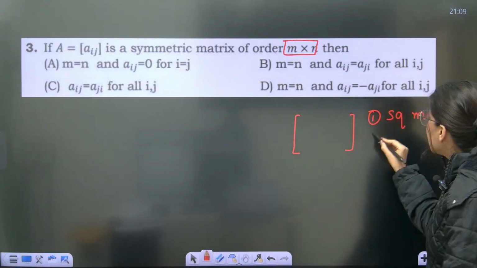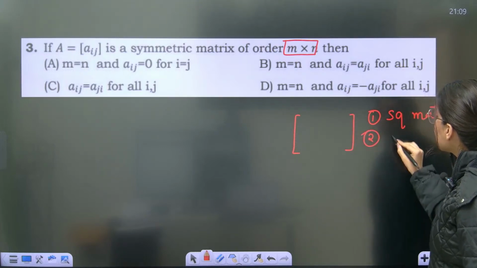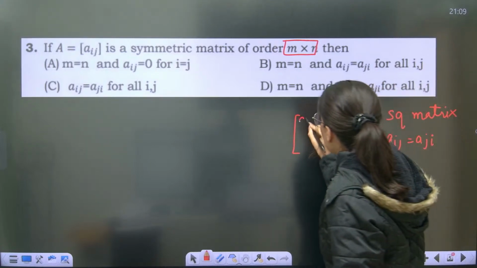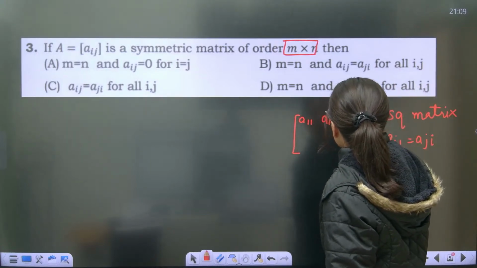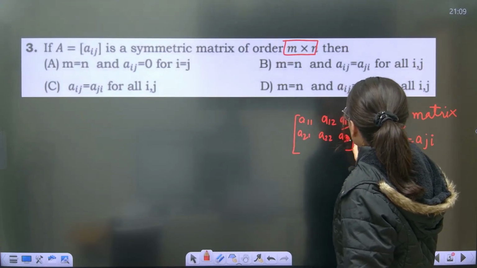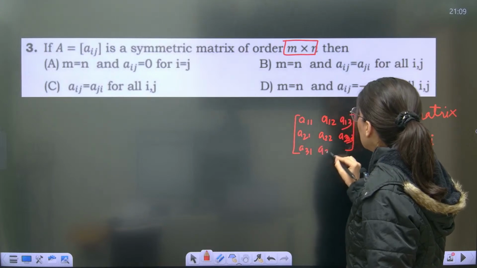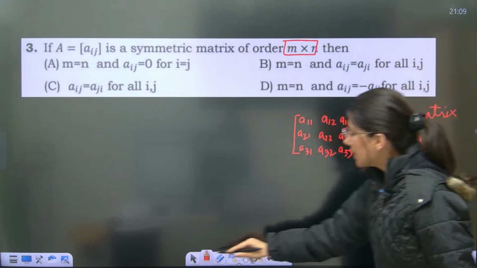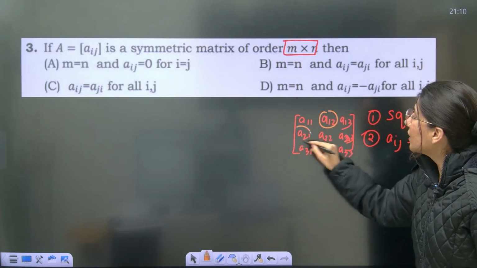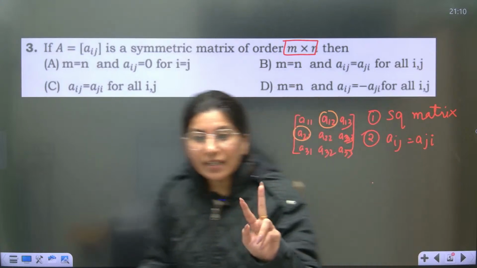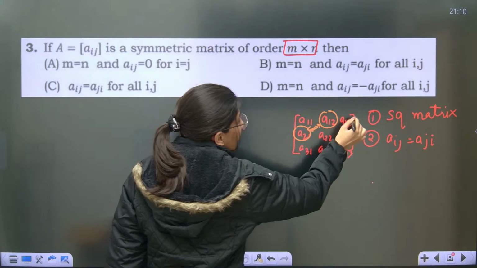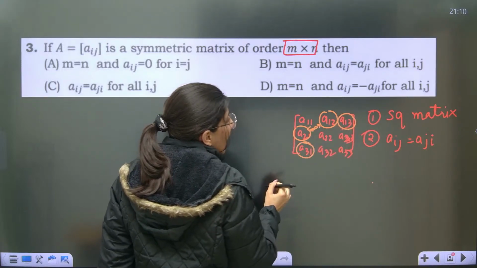And also, what is the understanding of a symmetric matrix? a_ij is equal to a_ji, basically the conjugate elements. So a11, a12, a13, then a21, a22, a23, then a31, a32, a33. This is the standard notation. Now understand what the conjugate elements are. a12 is conjugate with a21. Basically, a_ij and a_ji are equal, so these two should be equal. Then the next pair which is equal is a13 and a31.